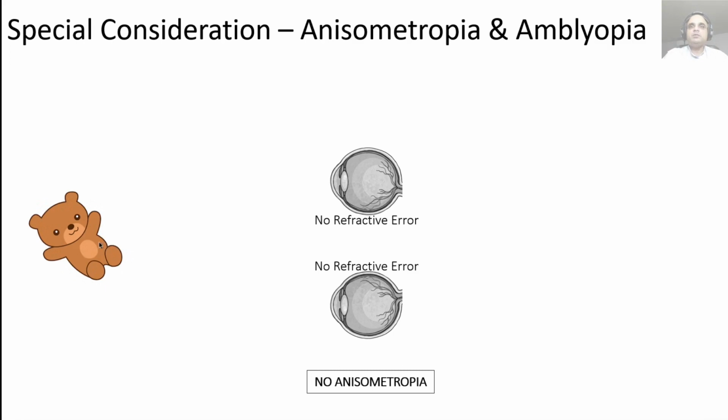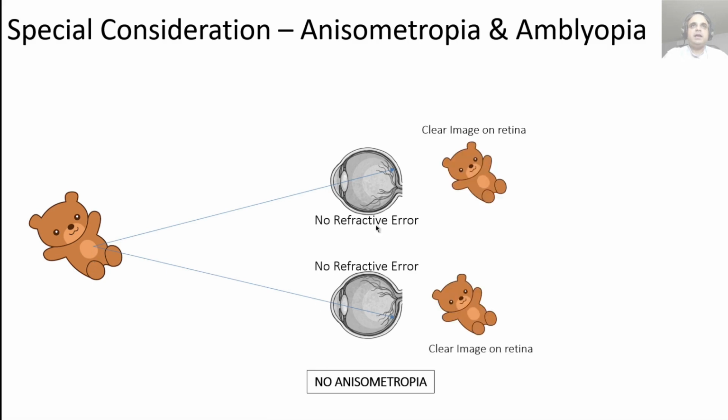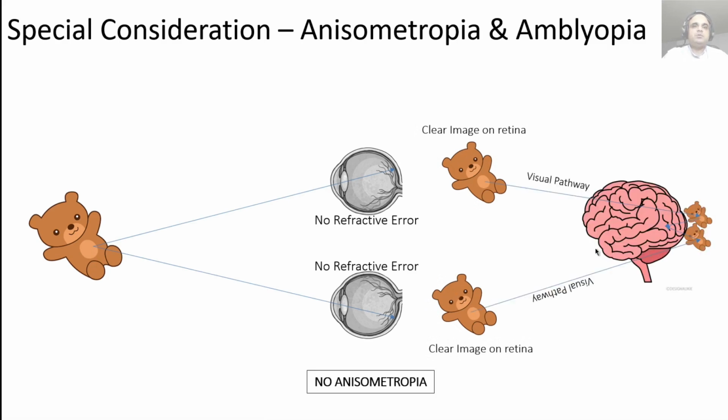So both of these eyes are looking at the teddy bear, which is our object of interest. The light from the teddy is focused onto the fovea, and each of these eyes is going to produce a clear image on the retina because this patient is emmetropic. And this would then travel through the central visual pathways all the way to the visual cortex, where the visual cortex would fuse these two images into a single image, a clear image that this person would see.